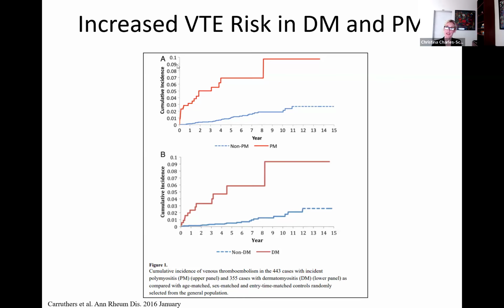And what you're showing here, the top panel, is the cumulative incidence for PM in red versus non-PM. So polymyositis patients in red versus non-polymyositis patients. And look at that incidence of VTE, which is clots either in the legs or in the lungs, right? Much higher. Same thing with DM, red, much higher.